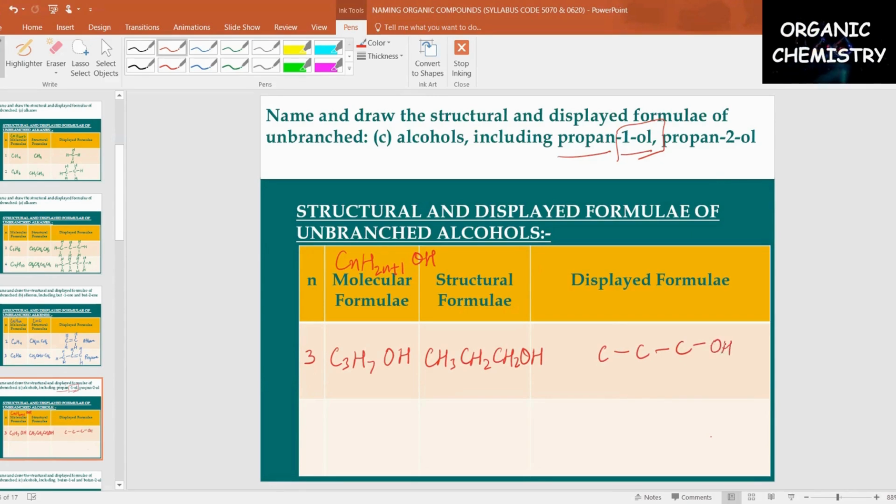OH, or you can even write O bond H like this. Now let's place the other hydrogen atoms on each carbon atom. This is the displayed formula of propan-1-ol.